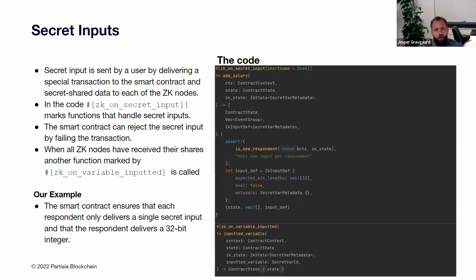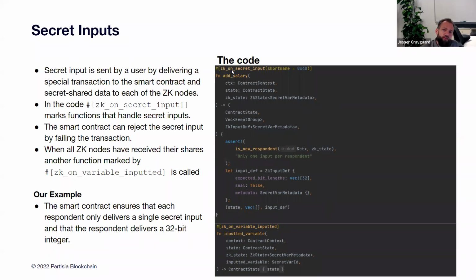And then in the public part of the contract, you can create the code that orchestrates getting the inputs and starting the computation. What you see here is the code for getting the secret input from one person delivering their salary. The top part of the code verifies whether this input is valid, whether the person delivering it is allowed to deliver it. And the bottom part is called when the input has been completed and all of these ZK nodes have actually received input from a person.